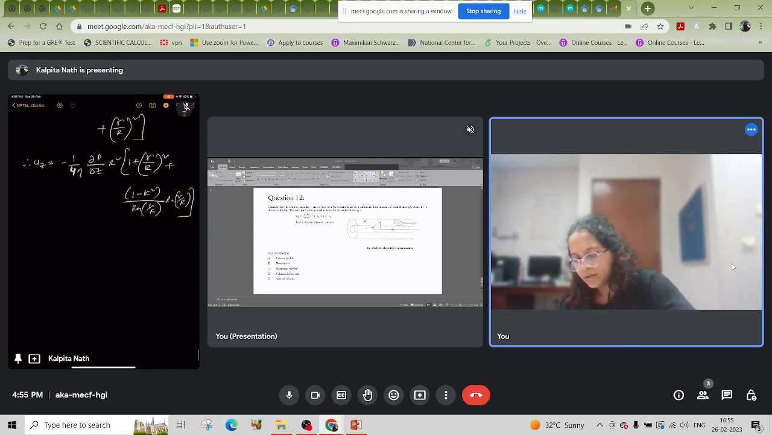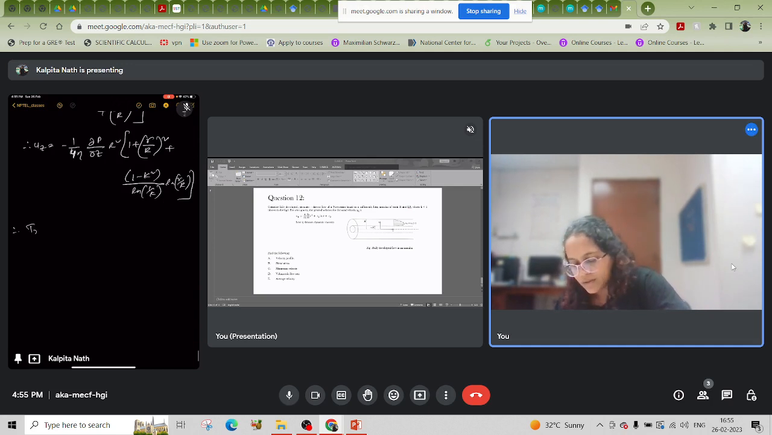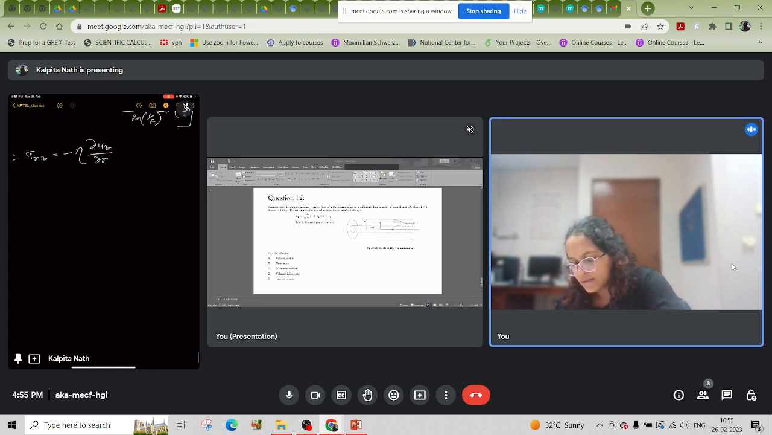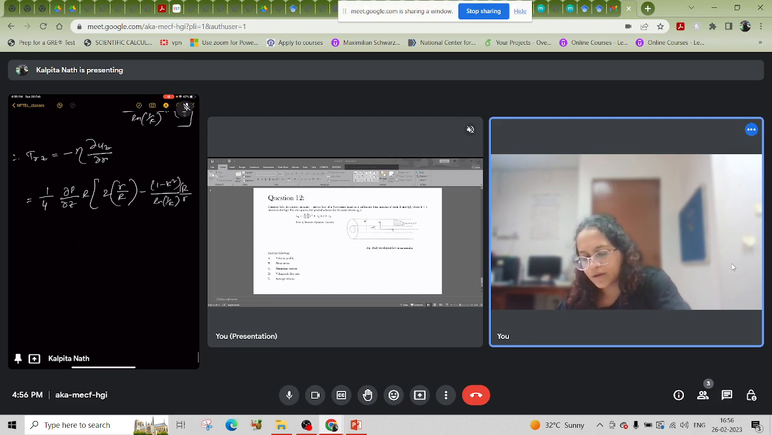So therefore tau r z, now shear stress, is equal to minus eta del u z del r. So this is 1 by 4 del p del z r 2 small r by capital R minus 1 minus kappa square ln 1 by kappa capital R by small r.